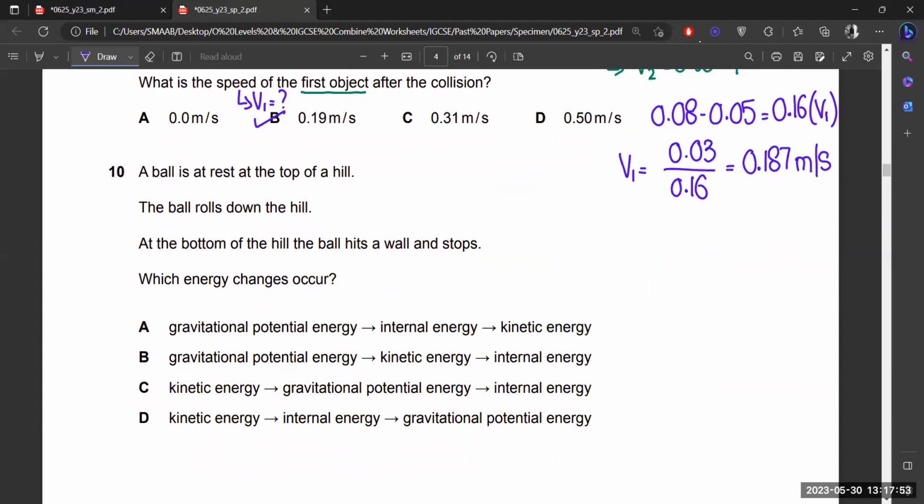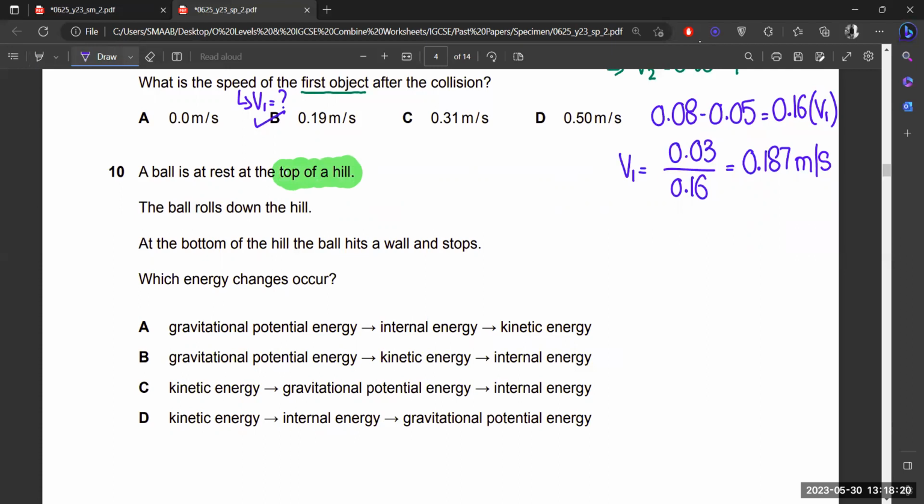Question number 10. A ball is at rest at the top of a hill. The ball rolls down the hill. At the bottom of the hill, the ball hits a wall and stops. Which energy changes occur? So first of all, we are starting from the top of a hill. From the top of a hill, we know that we have gravitational potential energy. So we need to start from either option A or option B.